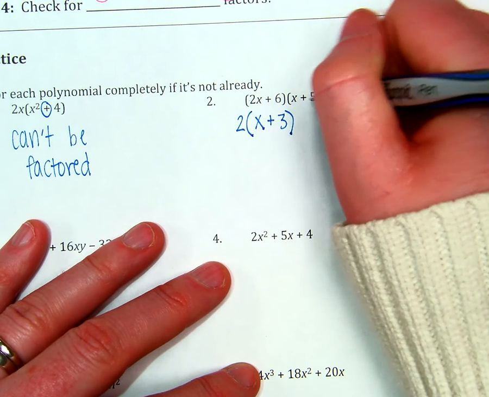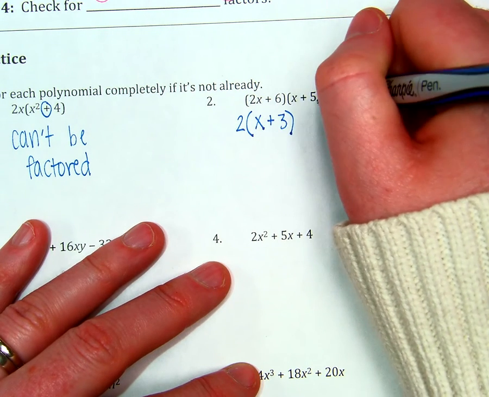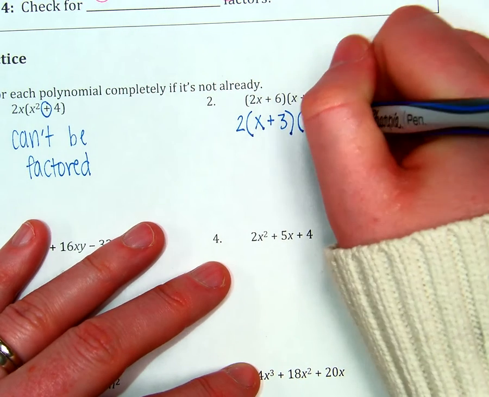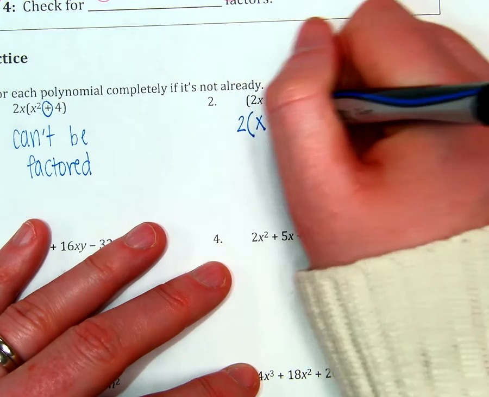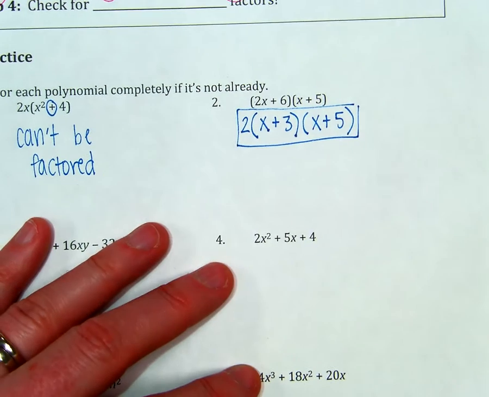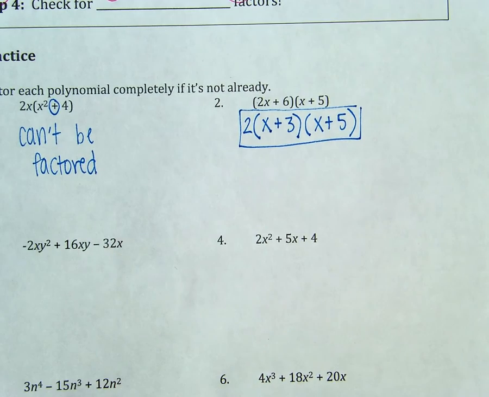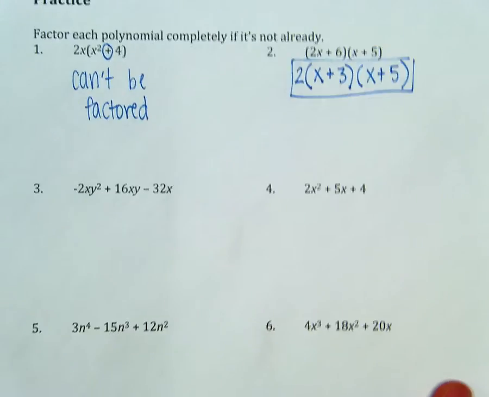X plus 3, there's nothing that goes into x and 3, so I can't factor that any further, so I would just leave it there. And that's as far as you would be able to go with number 2 right there, just taking the 2 out of that first set of parentheses. They'll get progressively harder as we go.